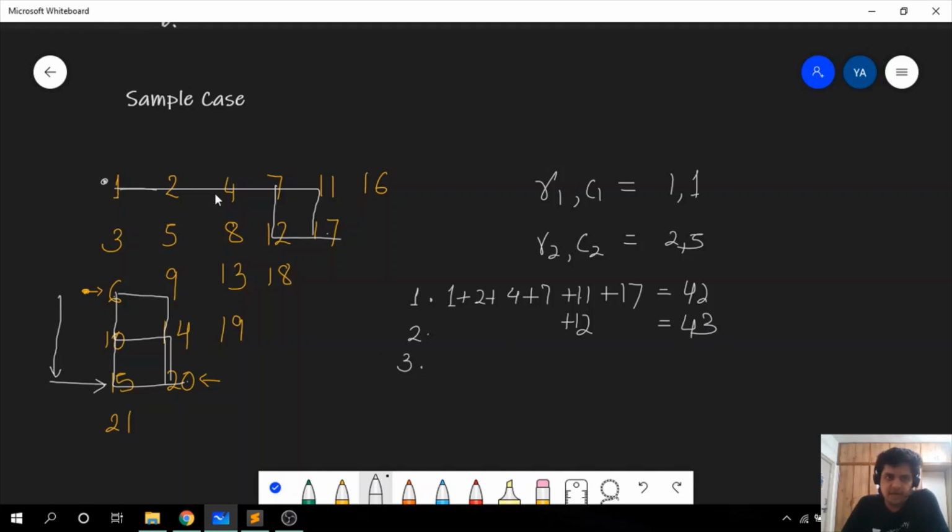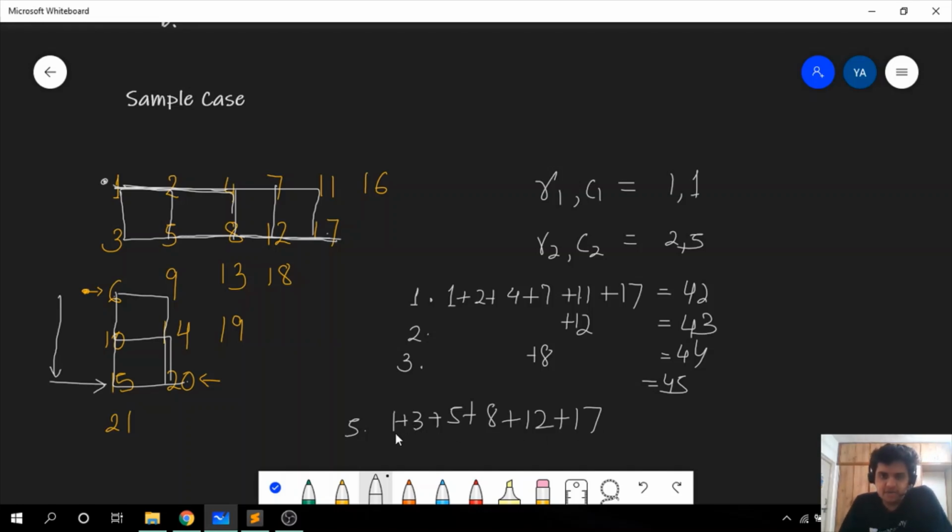Now we convert another right to down, so this will be the path 1, 2, 4, 8, 12, 17. Here 7 will become 8 and the value will become 44. In the same way, if we convert this, then the value will become 45. And finally, if we convert the path to this, the final path will be 1 plus 3 plus 5 plus 8 plus 12 plus 17. Here, if you check out, the value will be 9, 17, 29, which is equal to 46.